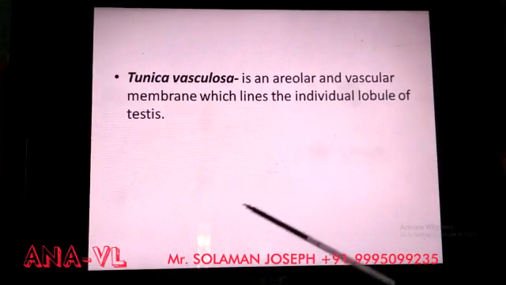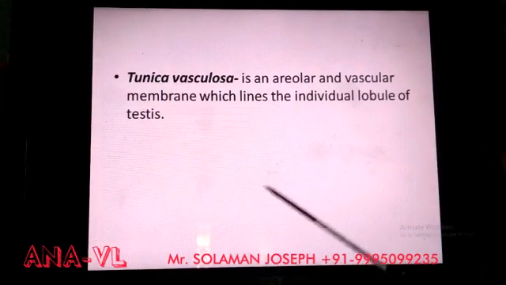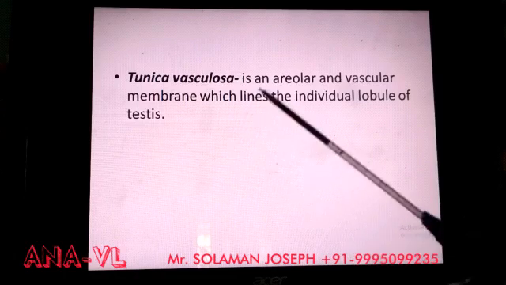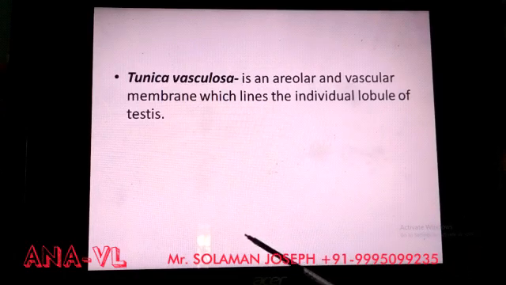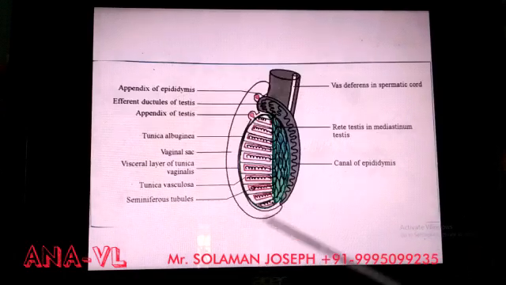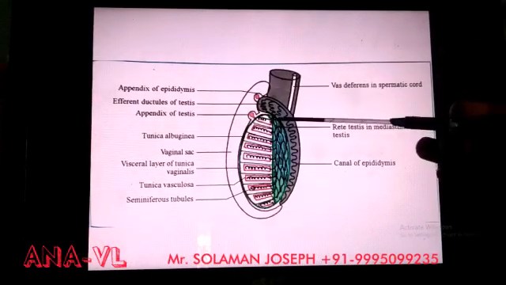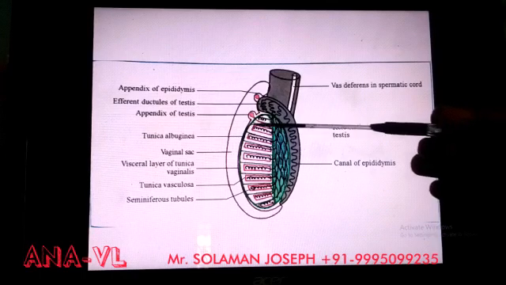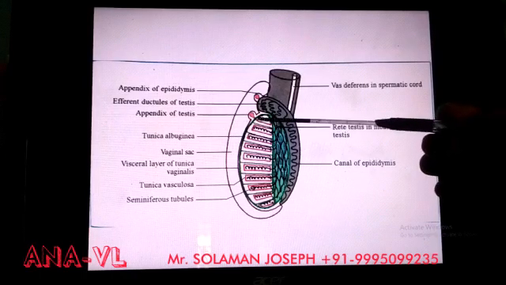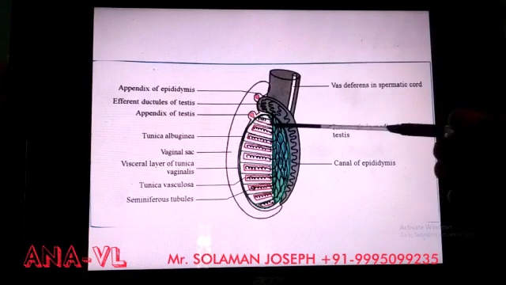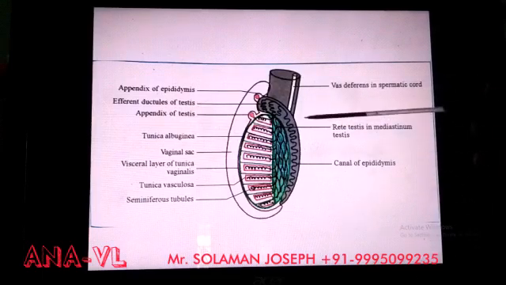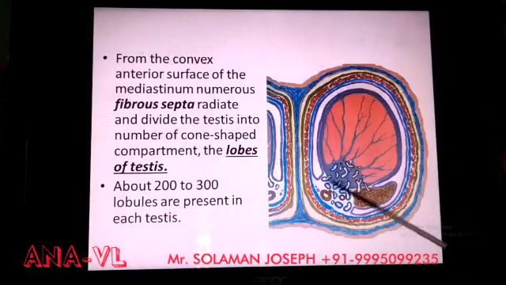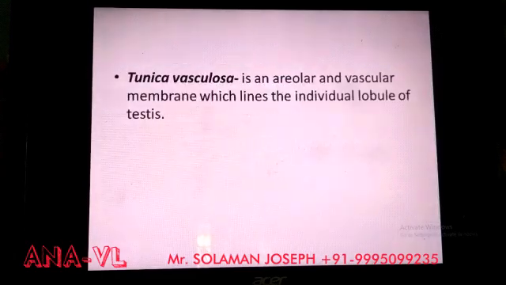Then another layer is called the tunica vasculosa layer. It is an areolar vascular membrane which lines the individual lobules of the testis. Here we can see this red colored structure present inside the lobules. That means the lobules are lined by the tunica vasculosa layer, which gives nourishment to this particular region.